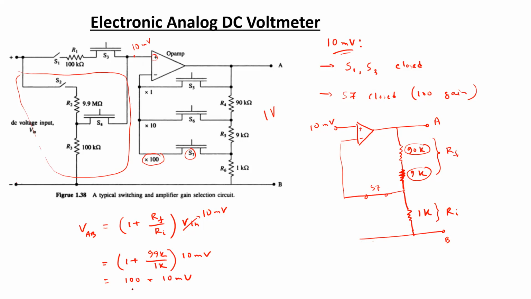And if we multiply 10 millivolts with 100, then at the output side of the amplifier across terminals A and B, we're going to have an output voltage of 1 volt. That is the rated voltage for the multiplier resistor and the PMMC combination for the DC voltmeter.